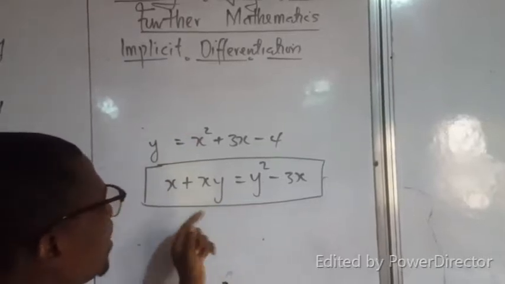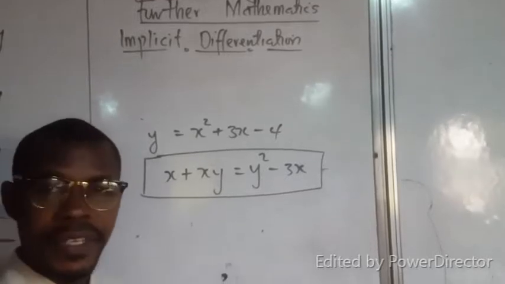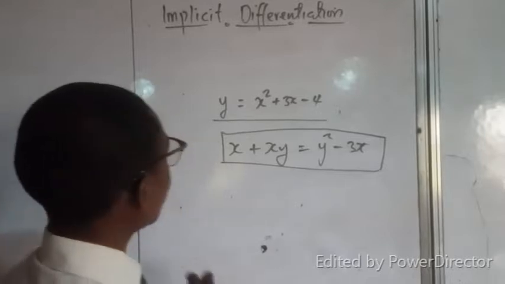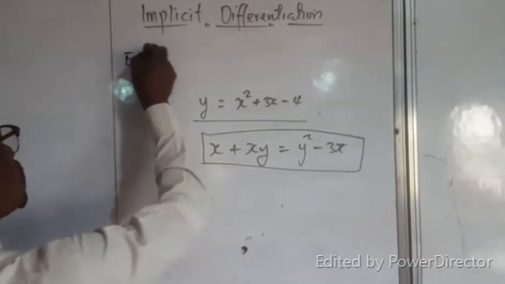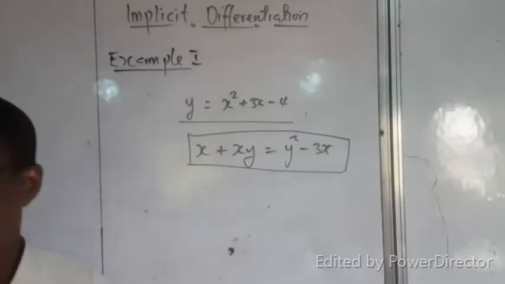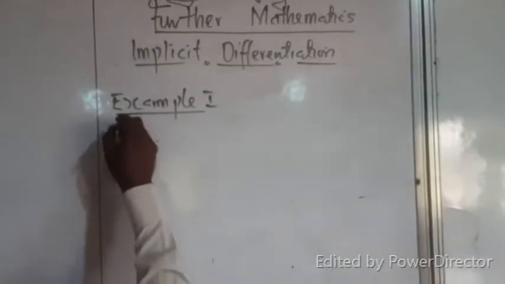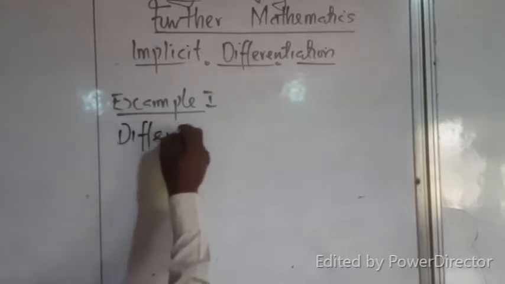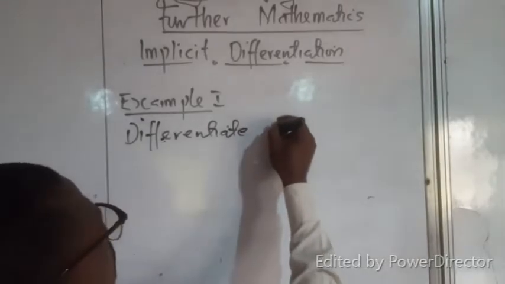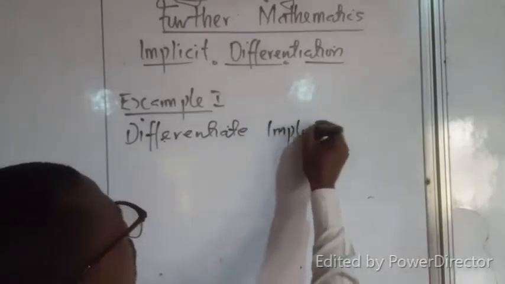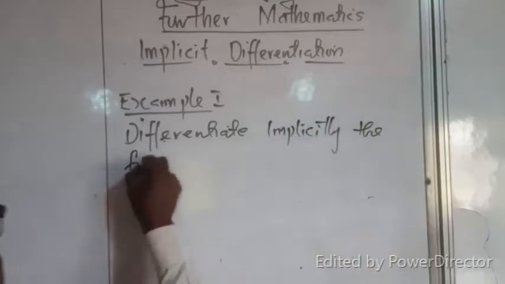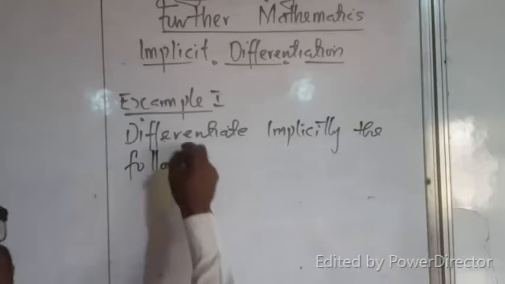So differentiating implicit function is the business of today. So we want to solve examples. Let's start with example 1. Differentiate implicitly the following functions.